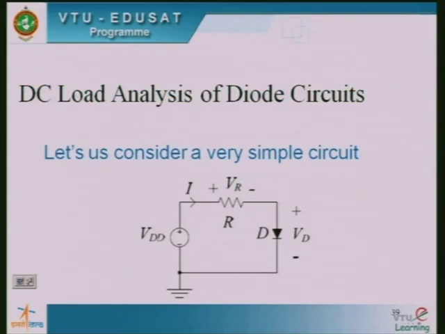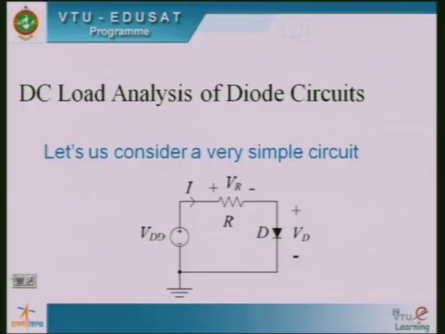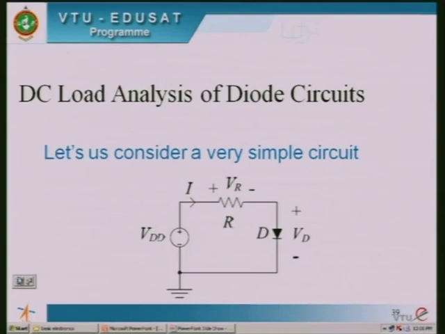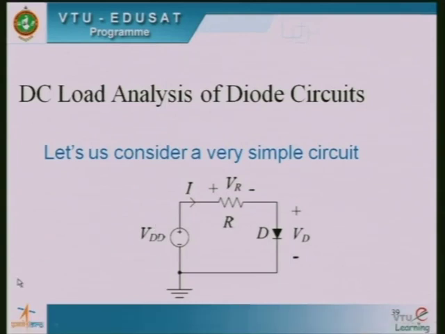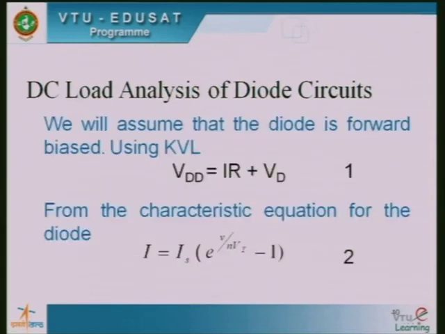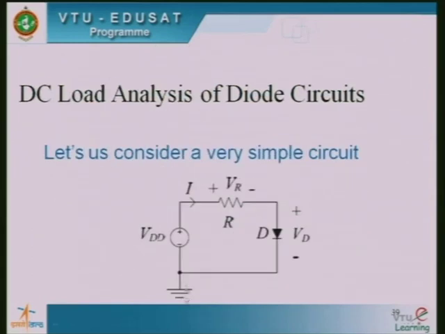So we have considered here one simple diode circuit, and you can see here we have a DC power supply in series with a resistance R, which is in series with a diode D here.